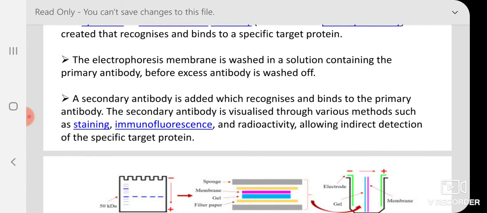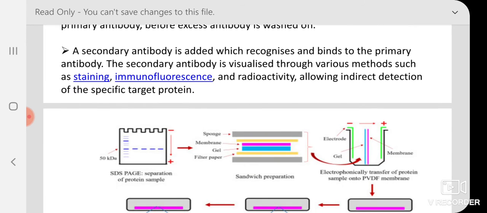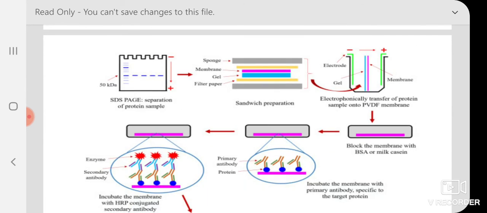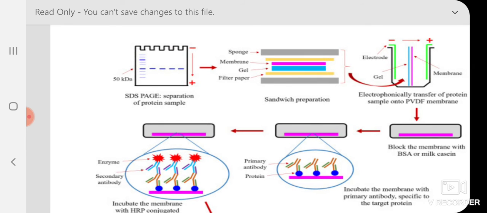Then a secondary antibody is added which recognizes and binds to the primary antibody. The secondary antibody is visualized through various methods such as staining, immunofluorescence and radioactivity, allowing direct detection of the specific target protein. We will discuss this diagram a little more elaborately.